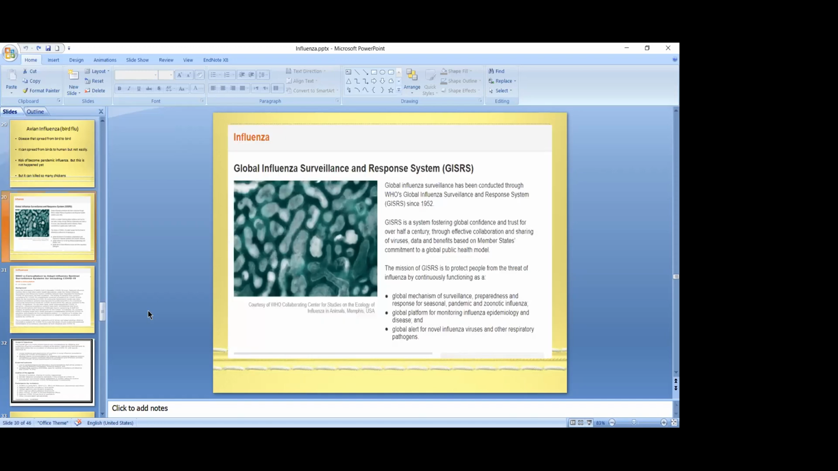A proper global influenza surveillance and response system was present, which was initiated in 1952. The mission of this system is to protect people from the threat of influenza by continuously functioning as a global mechanism of surveillance, preparedness, and response to seasonal, pandemic, and zoonotic influenza; a global platform for monitoring influenza epidemiology and disease; and a global alert for novel influenza viruses and other respiratory pathogens.